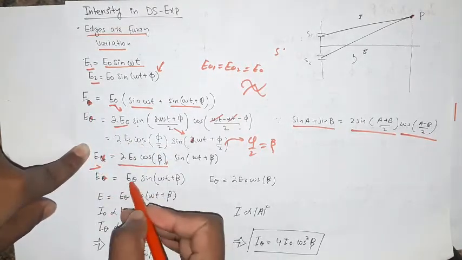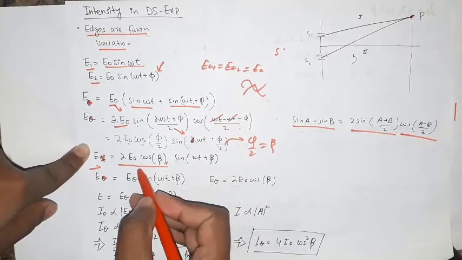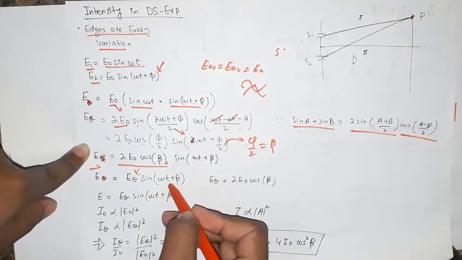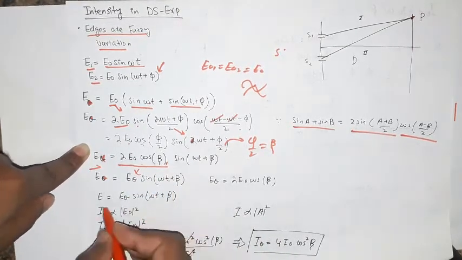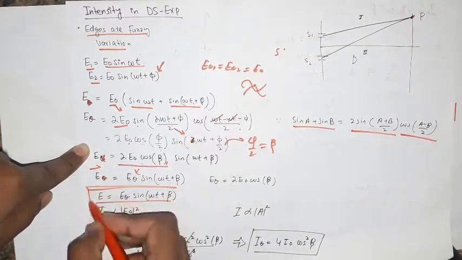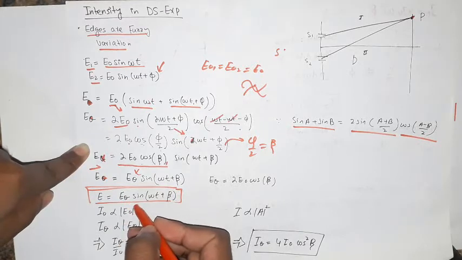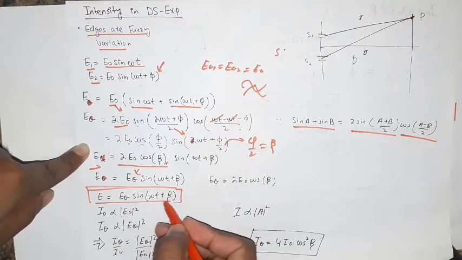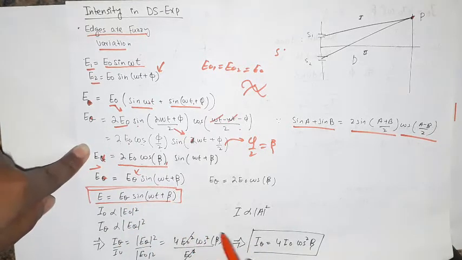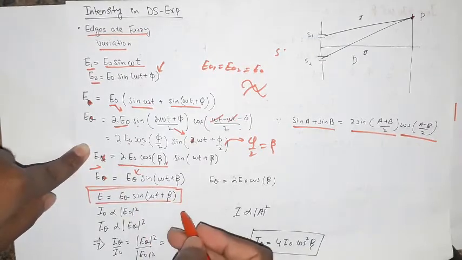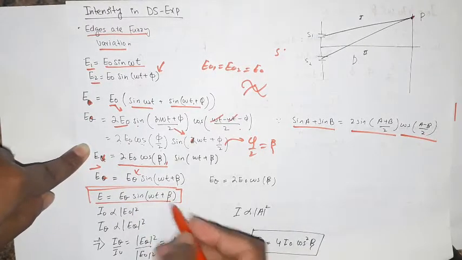So I can name this as E theta. So this is E theta and this is as it is. So now our equation looks like this: E theta, which is the amplitude of the net wave, times sine of omega t plus beta. So this is our equation, but now we are interested in finding the intensity because this is our topic.